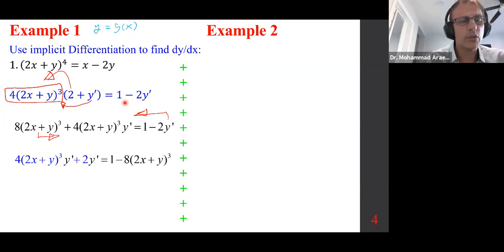Now, remember what we are doing. We are solving for y prime. So on the left side, we can factor out the y prime as follows.